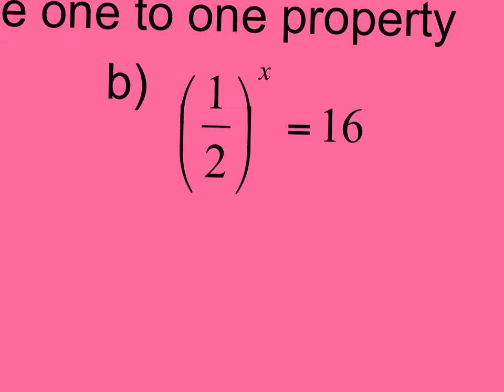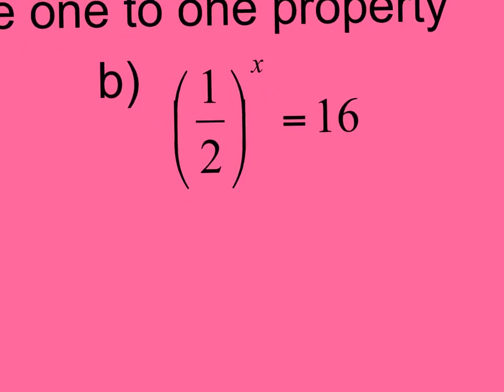Okay, B, and I'll tell you right now there's a couple ways to do this. So it all depends on which way your brain sees it. I can either make them both the same whole number base. So I could take 1/2 and make it 2 by doing what? Think about it in terms of a power. How would I make 1/2 2 to the something power? It would be 2 to the negative 1.